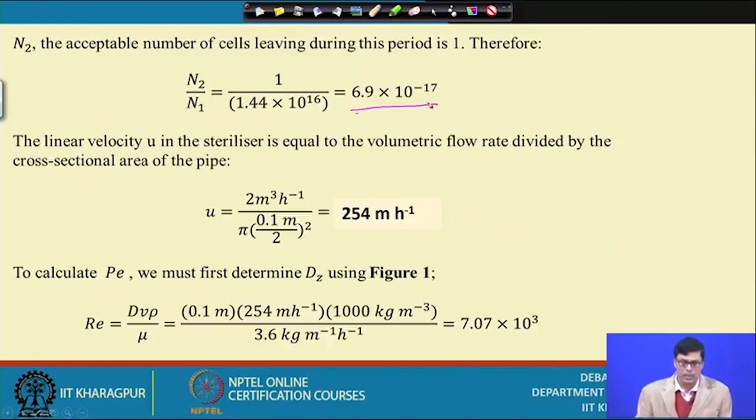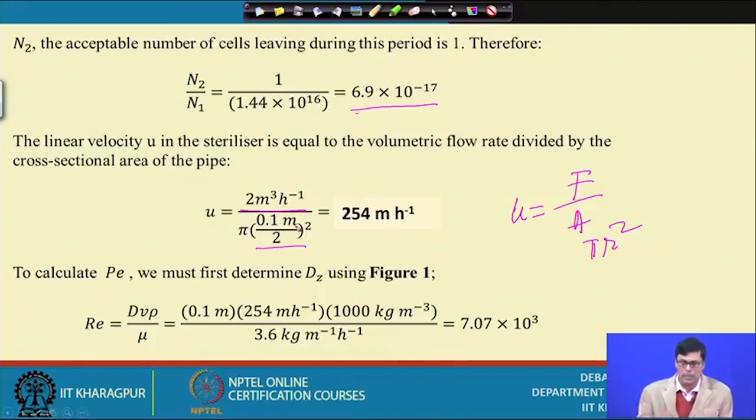Now, the question comes: the flow rate is given as 2 cubic meter per hour, and the diameter of the tube is also given as 0.1 meter. So, here, u is equal to flow rate divided by area, am I right? The flow rate is 2 cubic meter per hour and the area is pi r square.